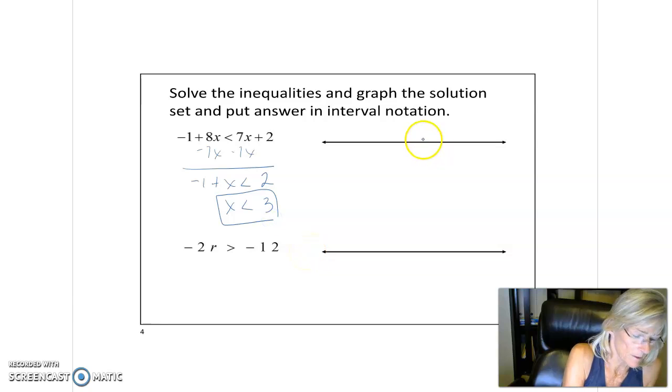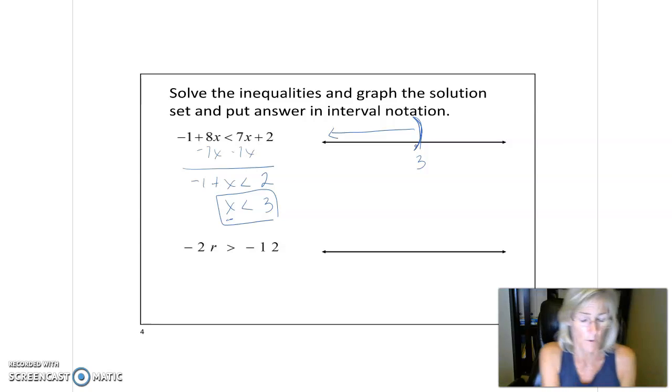I'm going to graph it. I need a 3. All the values on the number line are less than 3, so it's that way. There's no equal sign, so I know it is a curved parenthesis.